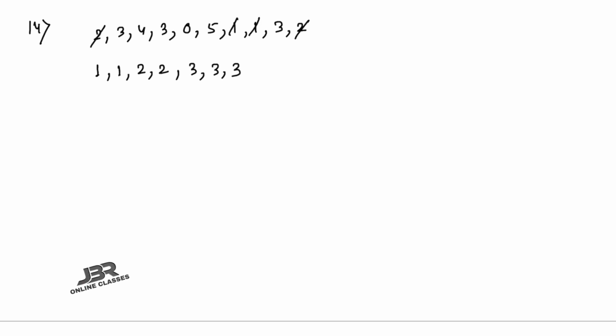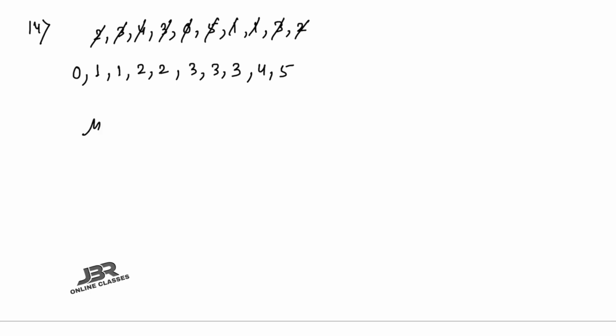Now next one, sum number 14. Calculate the mean and median of the numbers 2, 3, 4, 3, 0, 5, 1, 1, 3, 2. So ascending order: 1, 1, 2, 2. Okay, done. Now next 3, 3, and 3. 0 also here. The next one 4 and 5.